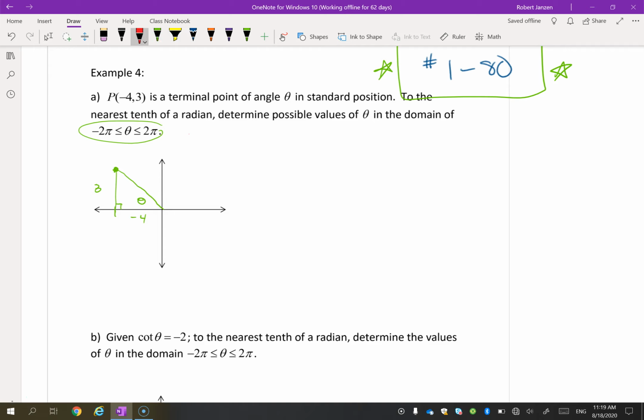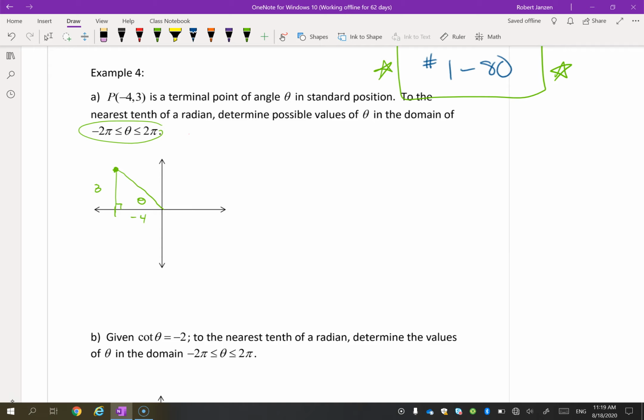Now we've got to be a little bit careful here. We're looking for actually two angles. We're looking for this angle, that's standard position, right? It starts at the initial x-axis. We're looking for that angle, but we're also looking for this negative angle. Okay, so how do we do that?